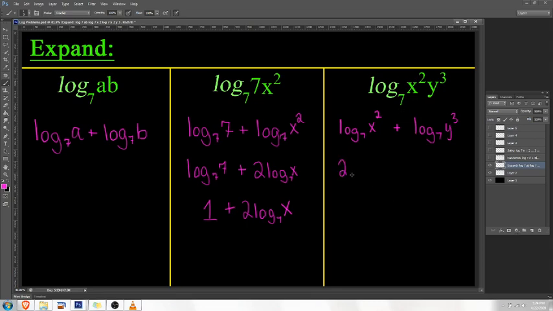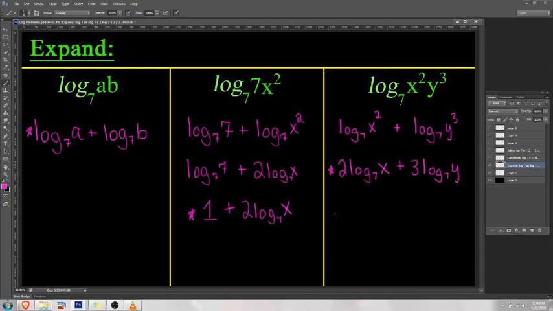So that 2 is going to come out in front on this side, log, well, not this side, this is an expression, not an equation, but base 7 x, now we don't have a power here. This 3 is going to come to the outside of this log, 3 log base 7 y, and there's nothing more than we can do. There's no more properties that we can apply. So this right here is our answer.